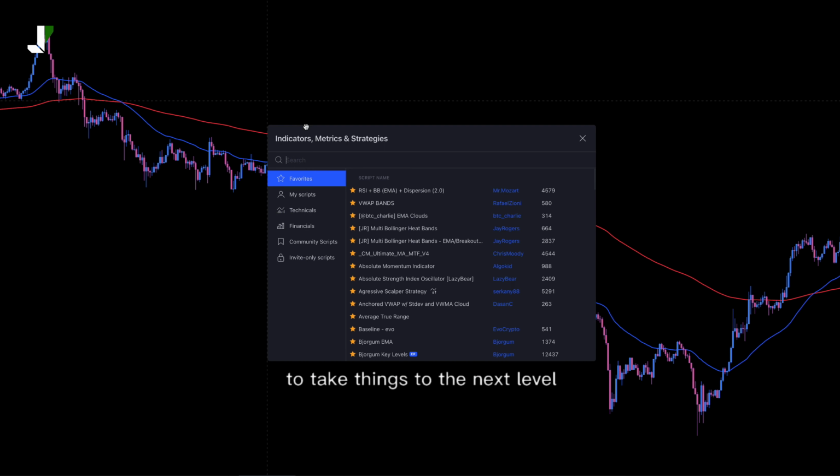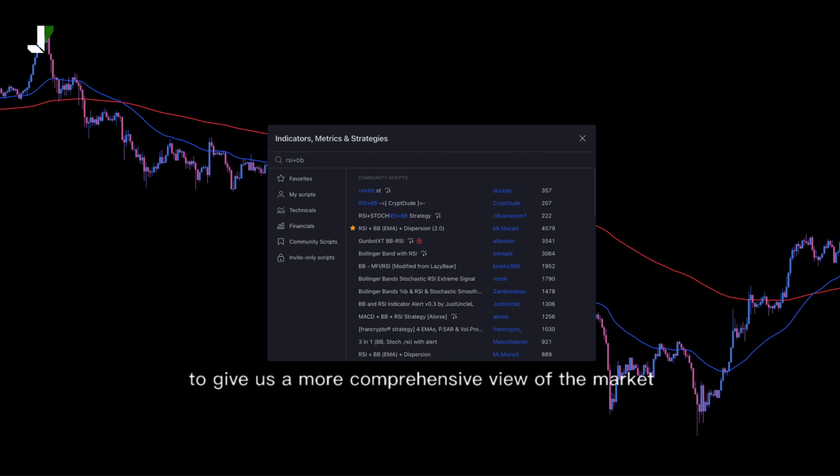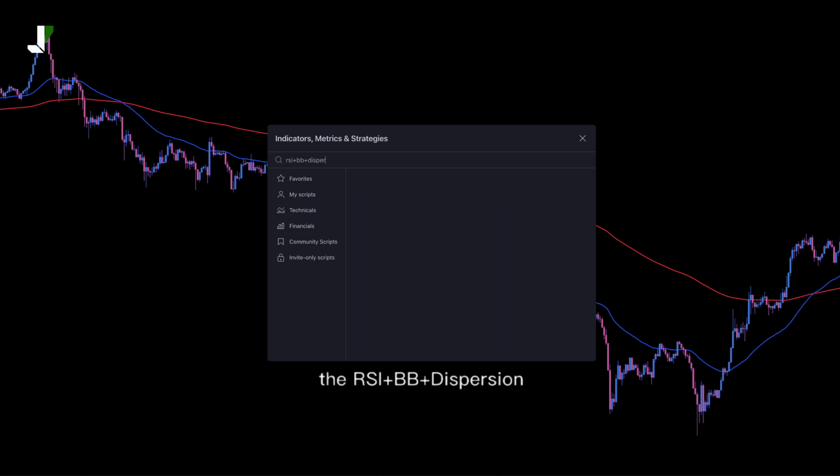To take things to the next level, we're adding a secret indicator to give us a more comprehensive view of the market, the RSI plus BB plus dispersion by Mr. Mozart.